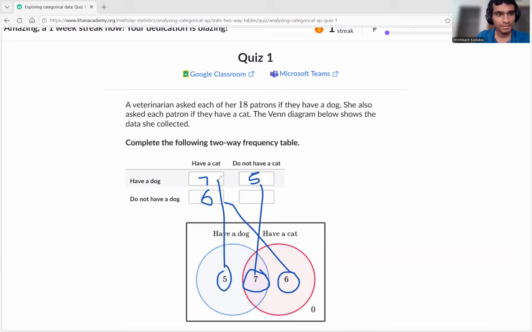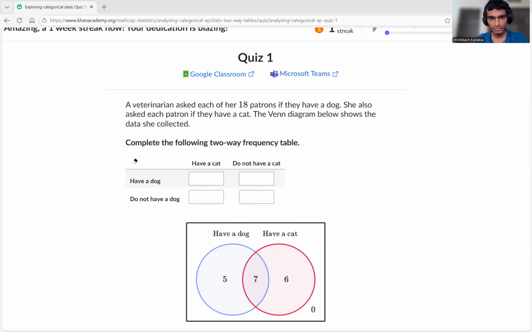Oh, sorry, I think I just made a mess. Yep. And if you want to change colors, let's just find. Okay, so now zero. Zero is where no people have either cats or dogs. They don't have any. Now 7 plus 5 is 12, 12 plus 6 is 18. So in total 18 patrons, which matches this value. So yes, we know we are correct. Let me erase this. So 7, 5, 6, and 0. Let me just fill those values in. 7, 5, 6, 0.